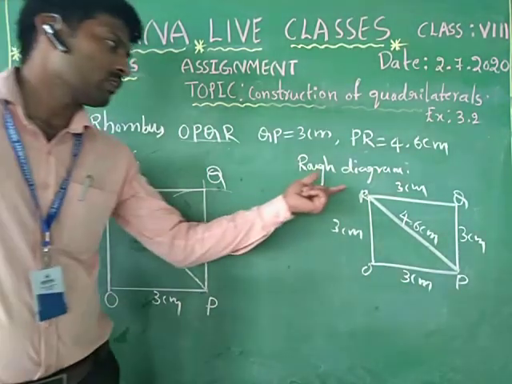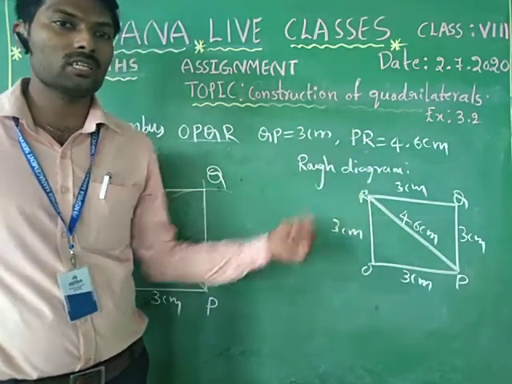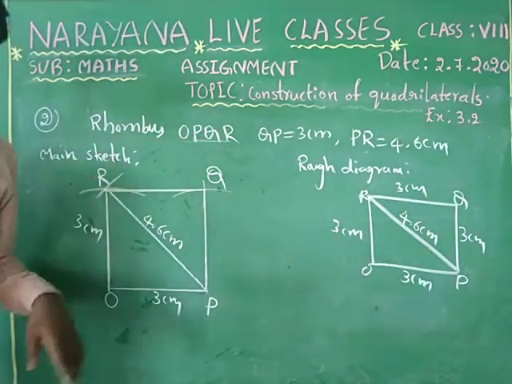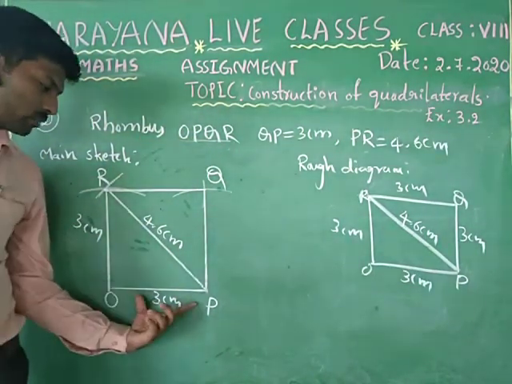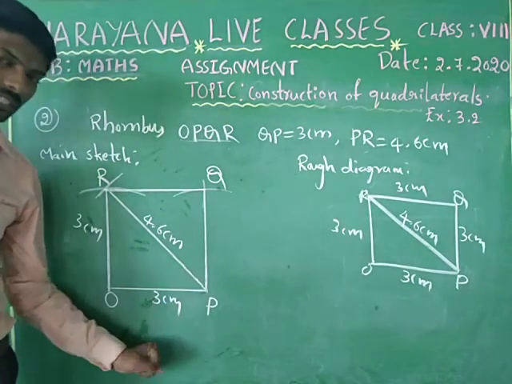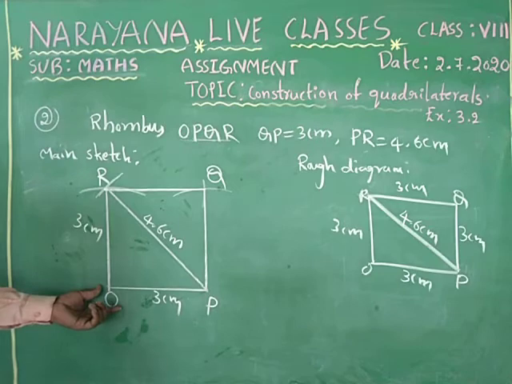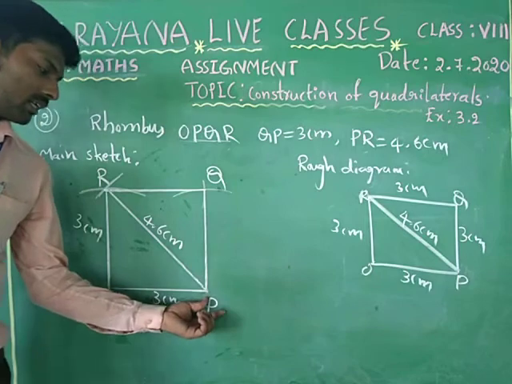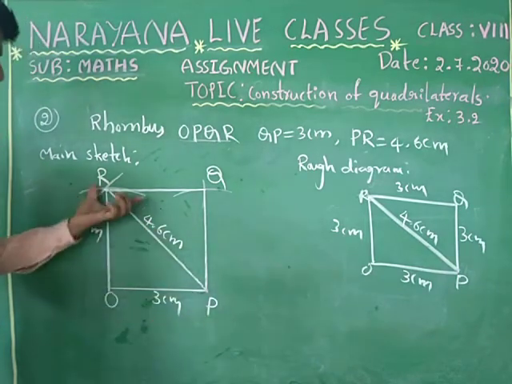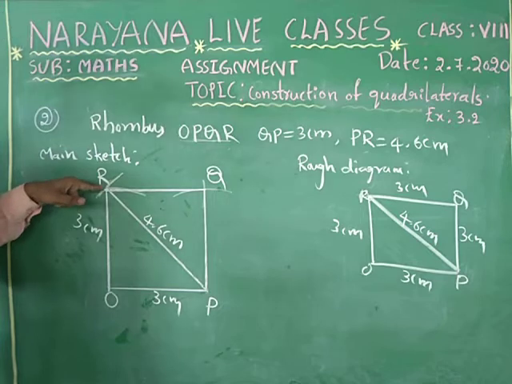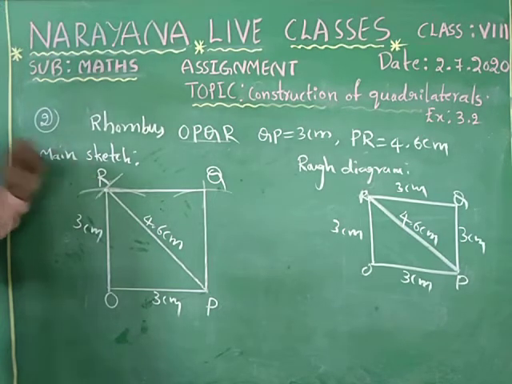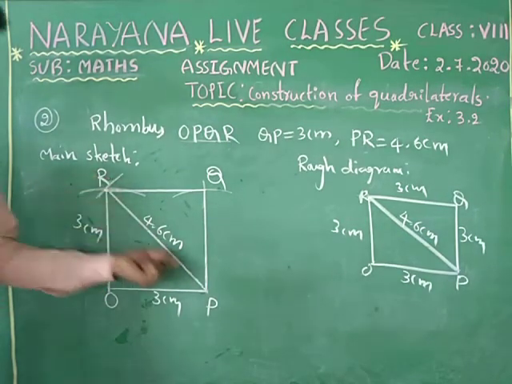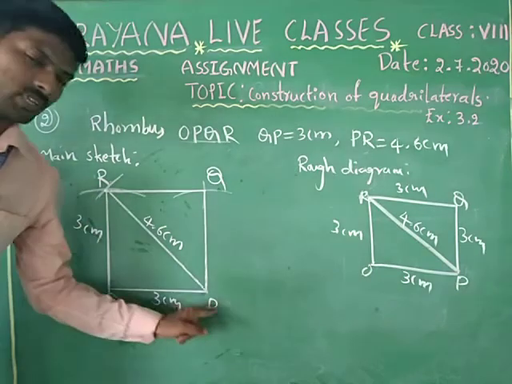The first point is draw the rough diagram and label it based on the measurements of the respective rhombus OPQR. The second point, draw the line segment OP whose length is 3 centimeters. Again, consider O as a center with a radius of 3 centimeters and draw an arc. Again from point P with a radius of 4.6 centimeters, draw one more arc. The point of intersection of these two arcs can be taken as capital R. Join R to O as well as R to P to form a diagonal of the given rhombus.